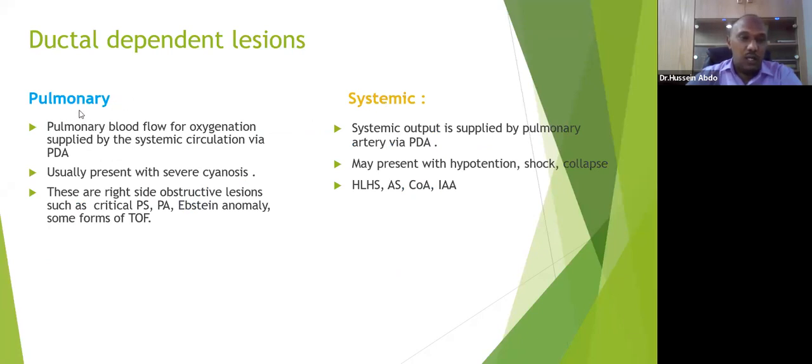What do we mean by pulmonary duct dependent? Pulmonary blood flow for oxygenation is supplied by the systemic circulation via the PDA. It means that if we have an obstruction on the right side, like critical pulmonary stenosis or severe tetralogy of Fallot, these patients cannot survive if we don't have a duct that supplies the pulmonary blood flow from the aorta. So we need an aortopulmonary shunt, like a PDA, to keep this patient alive. Regarding the systemic ductal dependent lesions, like hypoplastic left heart, critical aortic stenosis, coarctation and interrupted aortic arch, these patients also need the duct to survive.